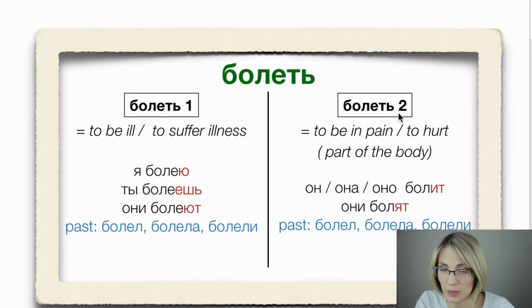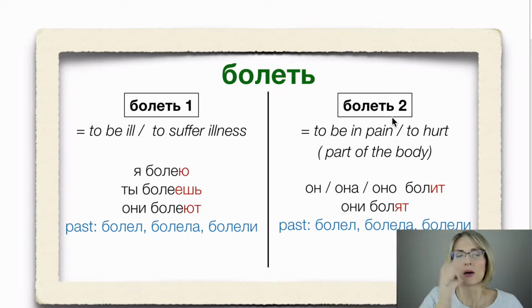Now the second verb has the same infinitive, but it belongs to the second conjugation. And it means to be in pain, to hurt. This verb will be only used when describing what part of the body is in pain. So literally you will say, oh, my throat hurts, my head hurts, or my arm hurts, my stomach hurts, or in pain. Therefore, the conjugation for this verb will be only for third person singular and third person plural, since we're talking about parts of the body.